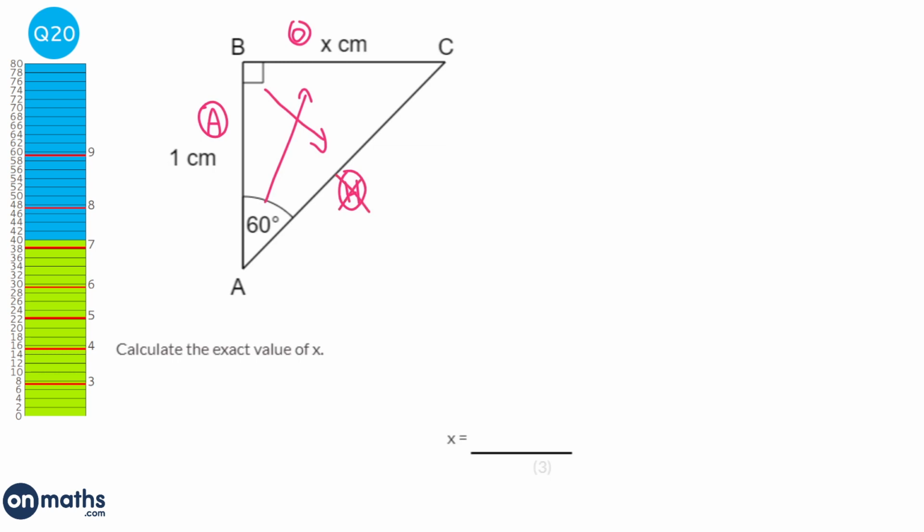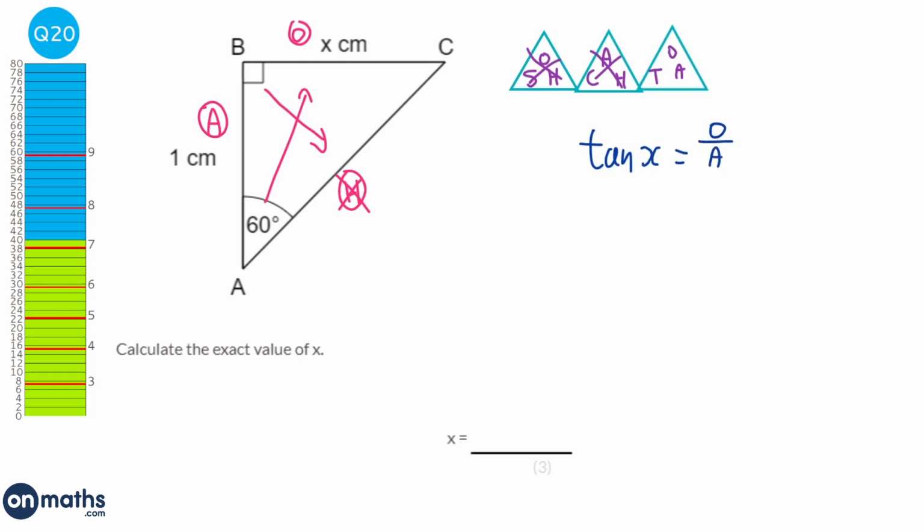Next thing we do is draw our trigonometry triangles. So we've got SOH CAH TOA. Now we've crossed out the H, so we're not going to be interested in the SOH or the CAH. So it's going to be TOA. TOA is short for tan the angle equals opposite over adjacent. The angle is 60, so it's tan 60 equals x over 1. And so now here we're looking for the exact value of x.